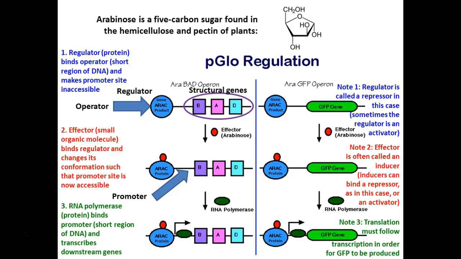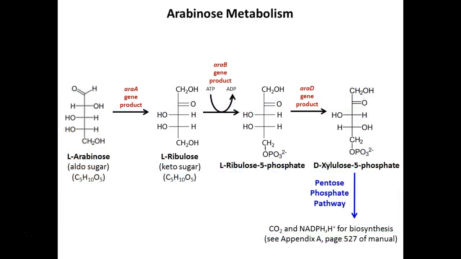And of course, you got to make the messenger RNA to then make the protein, green fluorescent protein. So this is what they would normally do, right? They would take in arabinose, and this first gene product would help it convert it into this next sugar, and then the next enzyme into the next step in the process to break it down to be able to utilize that sugar.